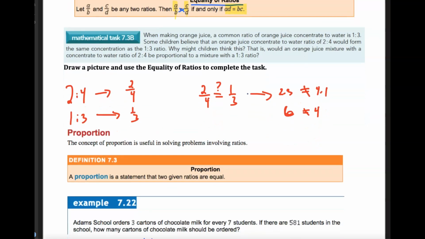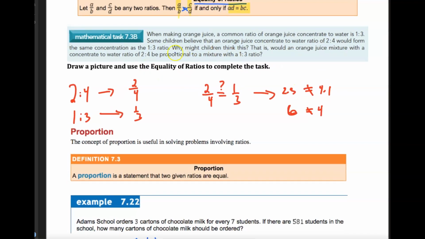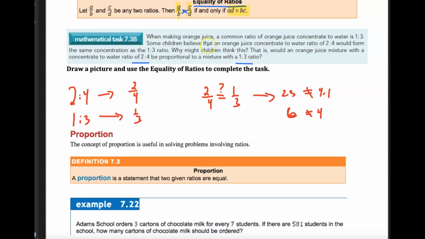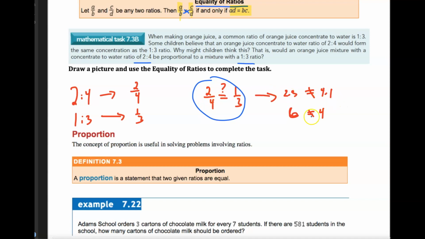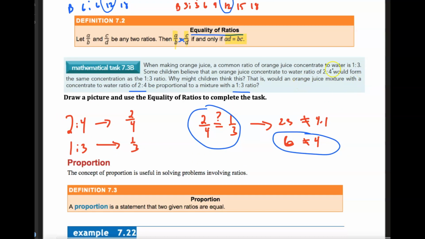So here's another task here. How would we check to see if an orange mixture with a concentrate of 2 to 4 would be the same as 1 to 3? It's common for students to think those are the same ratios because they're 2 apart, right? 2 plus 2 is 4, 1 plus 2 is 3. But when we look at the test, is 2 to 4 the same as 1 to 3? Cross multiply, 3 times 2 is 6, 4 times 1 is 4. You get 6 does not equal 4. So those are not equivalent ratios using the equality of ratios test that we have there.